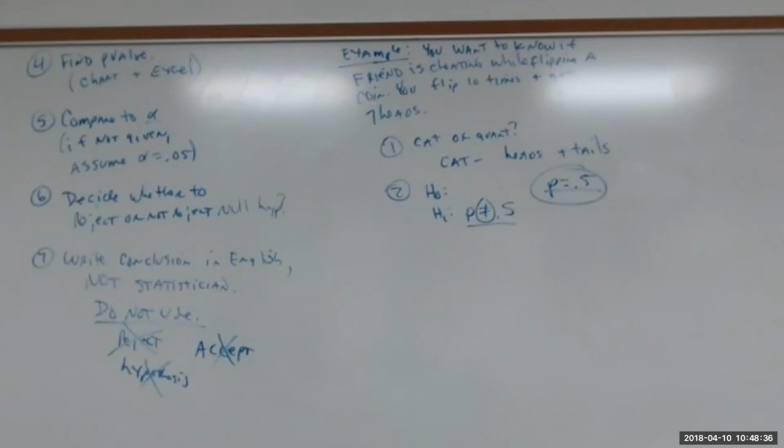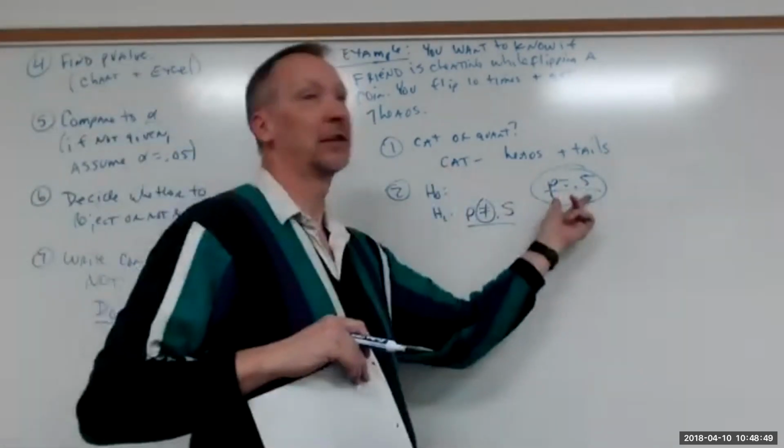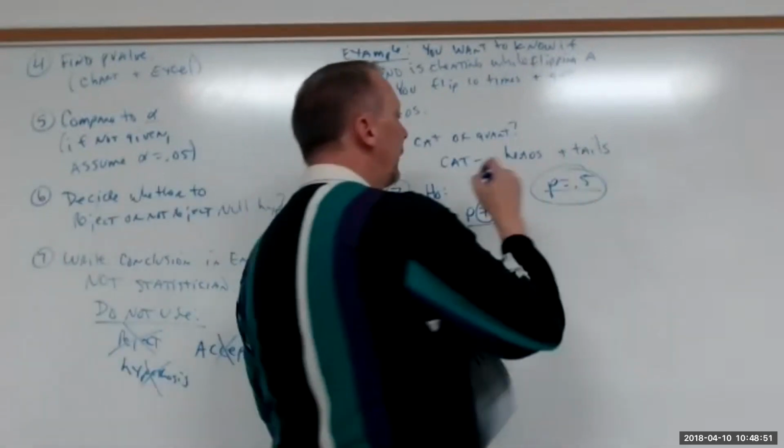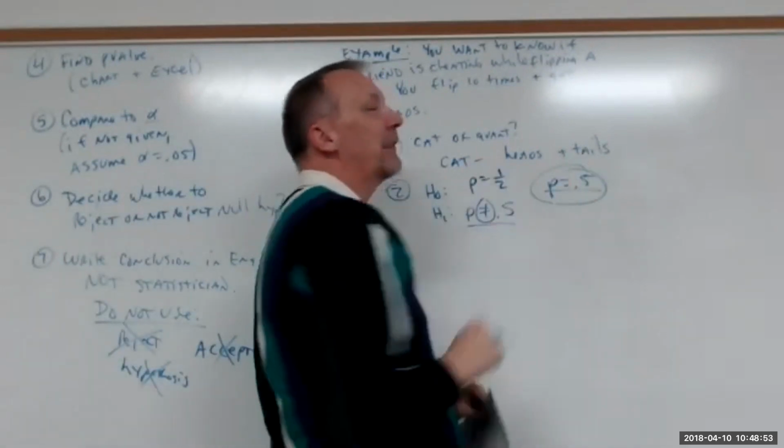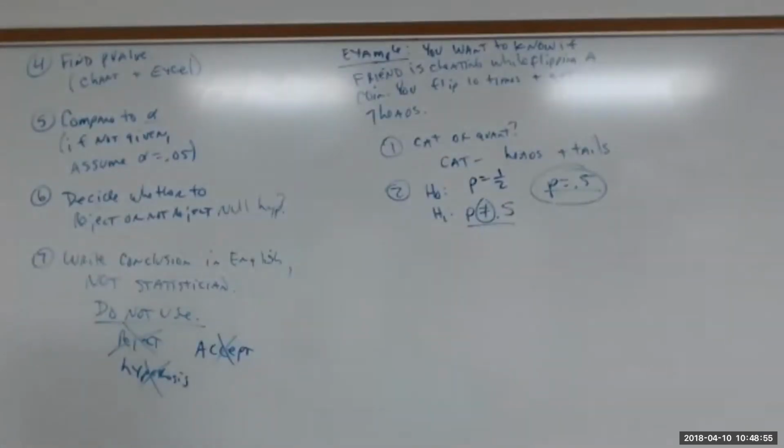Okay, so let me ask you a question. If you were going to flip a coin 10 times, how many times would you expect it to come up heads? Half the time. That's 1/2. Perfect. You could also say P equals 1/2. That would be perfectly fine. Do you prefer decimal? I don't prefer either way. Either way is 100% correct.